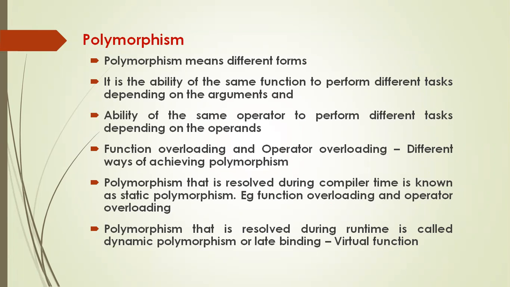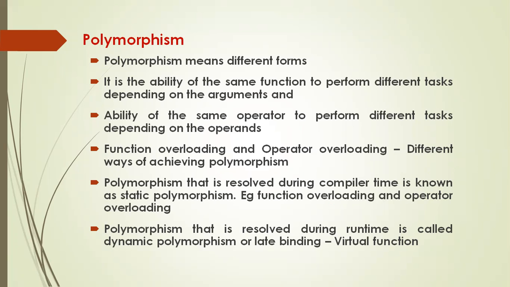And another option in C++ is, similar to function overloading, the same operator can be used for different tasks. In that case, the behavior of the operator depends on the operands. Function polymorphism or function overloading is a concept where the same function is used for different purposes depending on the argument. Similarly, the same operator can be used for different purposes depending on the operands. So function overloading and operator overloading are the two ways of achieving polymorphism.